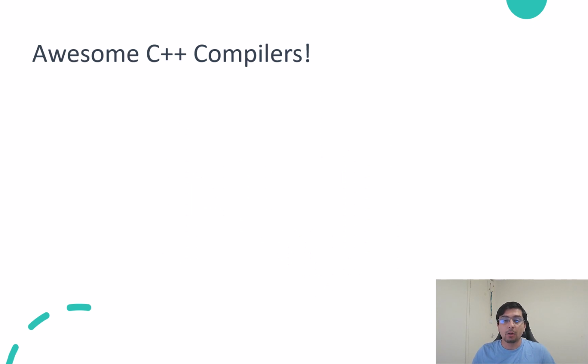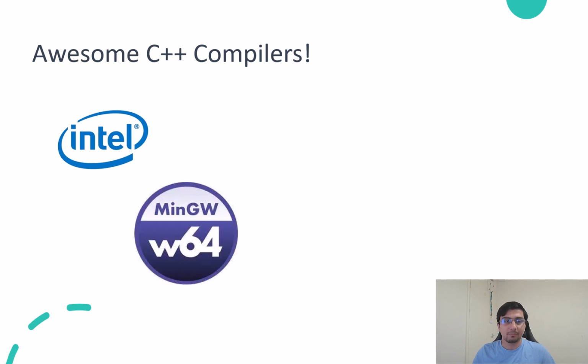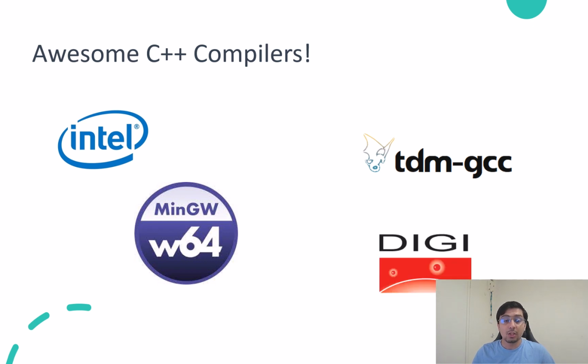But wait, there is more. Check out these awesome C++ compilers too. Intel C++ compiler, the speed demon known for its optimization magic on Intel architectures. MinGW, bringing the power of GCC to Windows, making cross-platform development a breeze. TDM-GCC, a Windows-focused distribution of GCC, perfect for your coding adventures. Digital Mars C++ compiler, lightweight and fast, giving you a turbo boost for Windows development. So many choices, so much excitement.